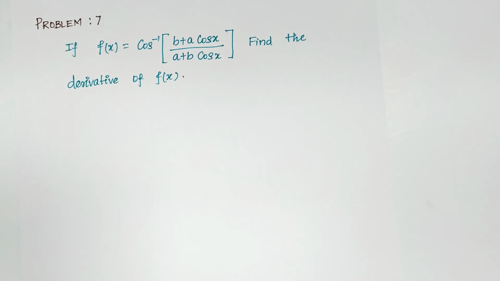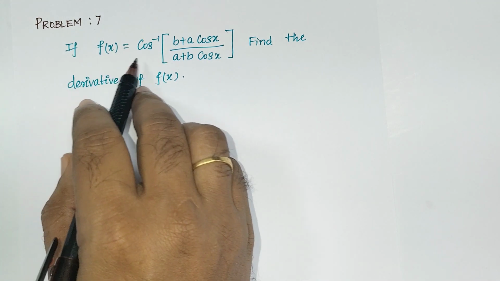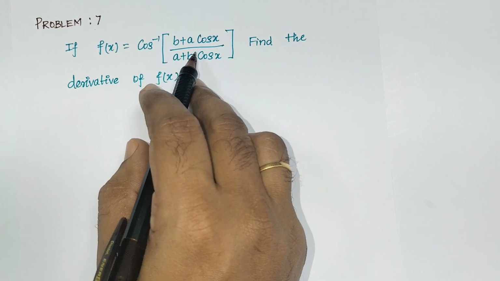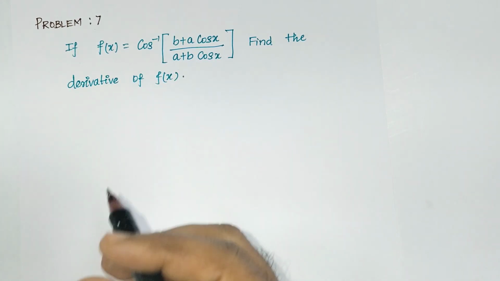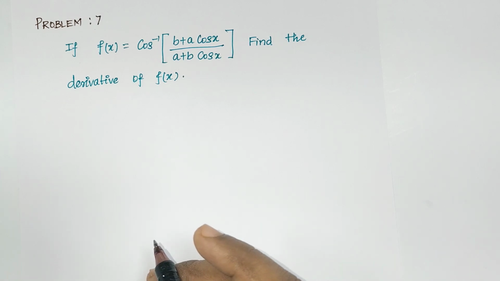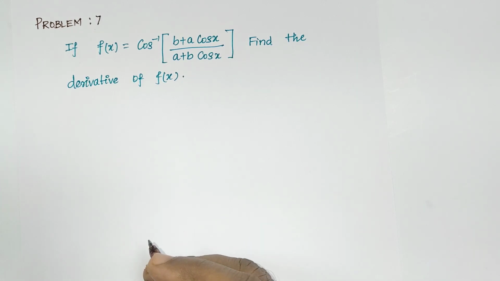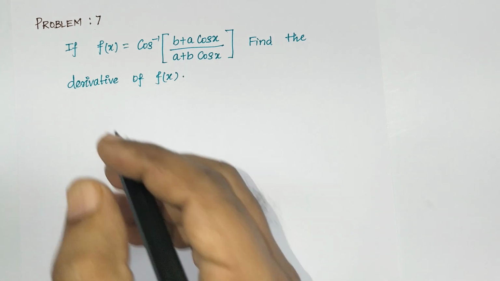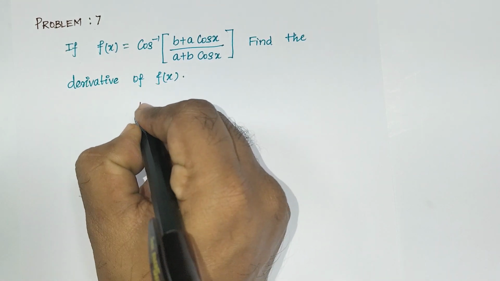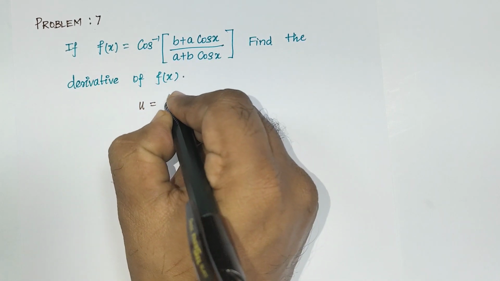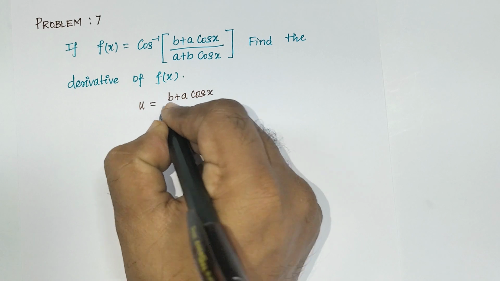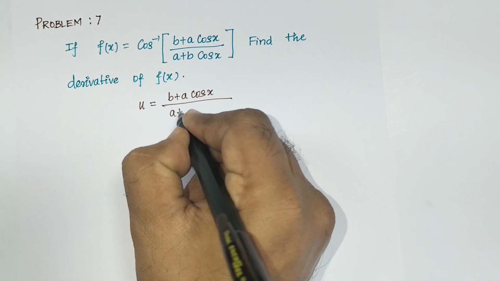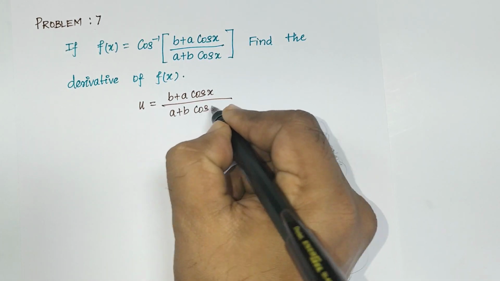Okay. So they are given f of x equal to cos inverse of (b plus a cos x) divided by (a plus b cos x). Find the derivative of f of x. That means we have to find f dash of x. So it is the cos inverse derivative function. Consider here u equal to b plus a cos x divided by a plus b cos x.